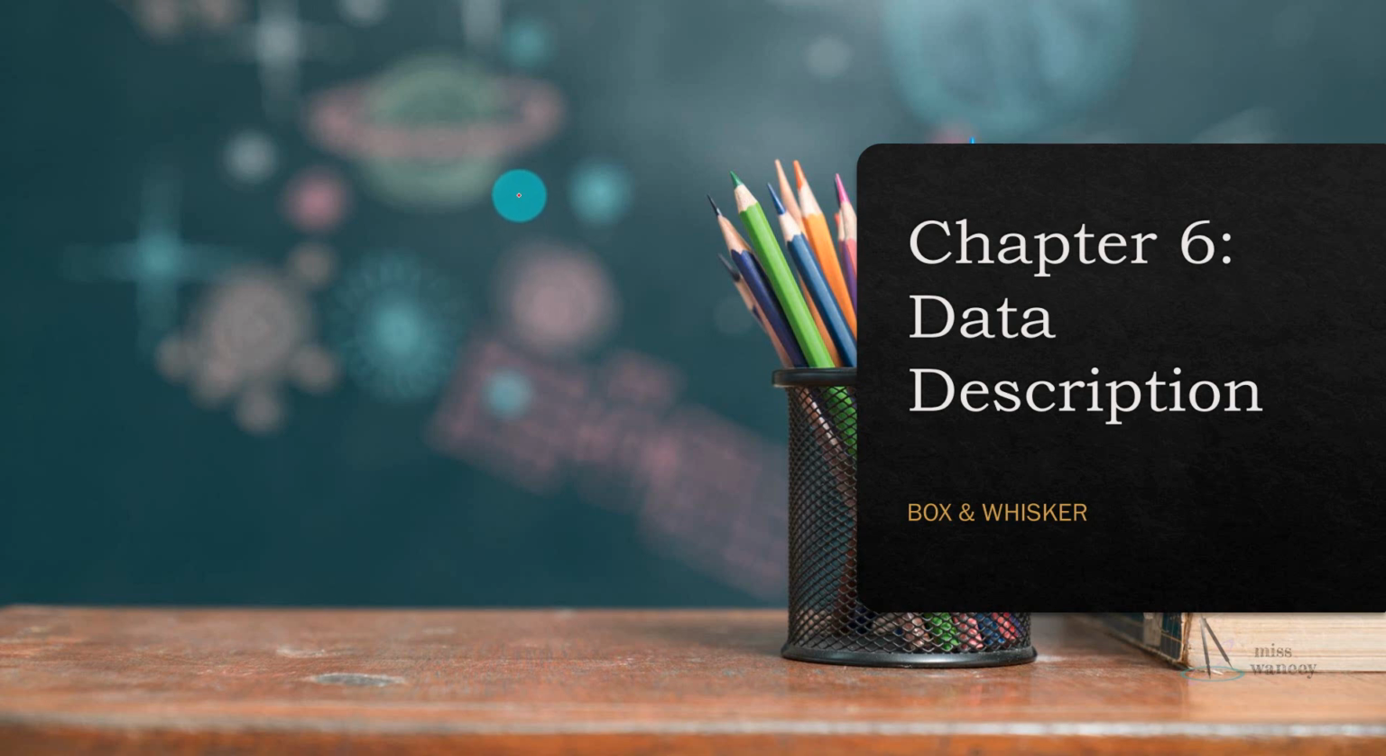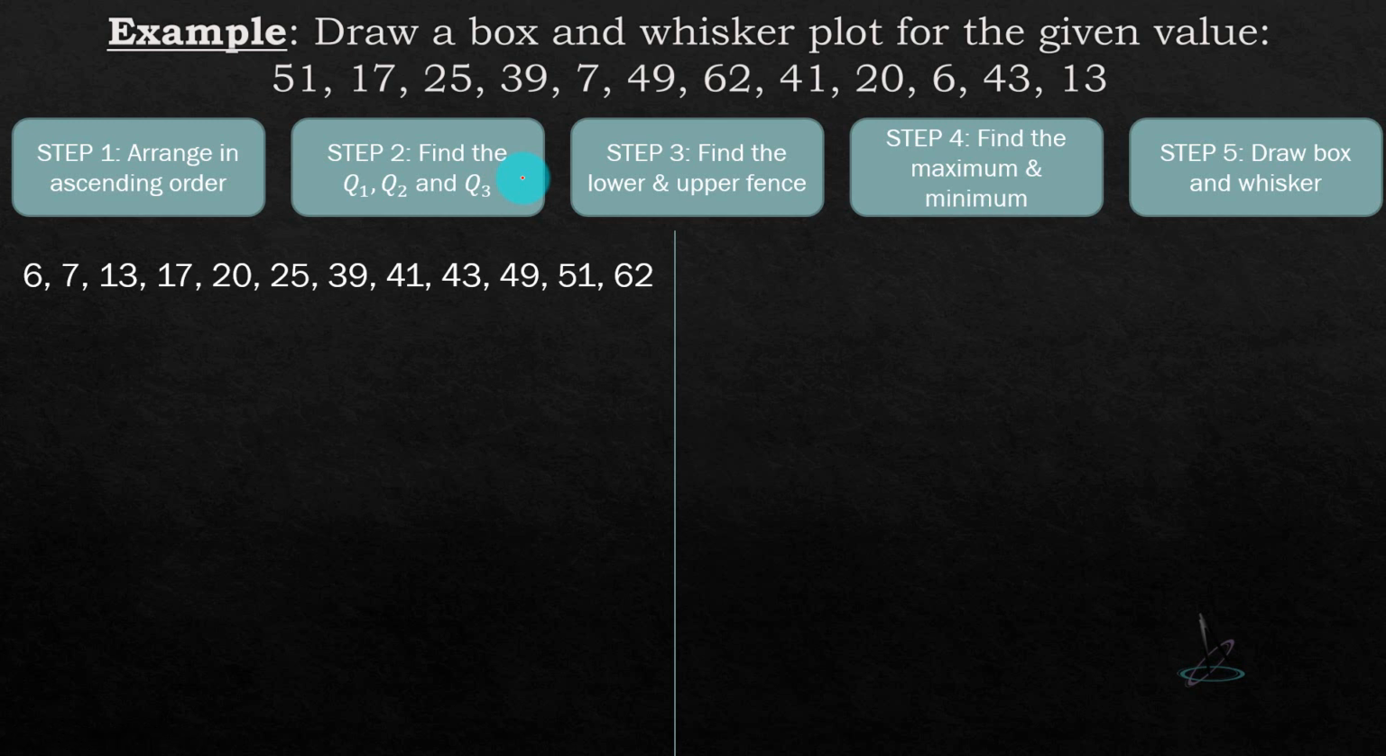We are going to do the box and whisker plot for the ungrouped data. For example, draw a box and whisker plot for the given values: 51, 17, 25, 39, 7, 49, 62, 41, 26, 43, and 13.